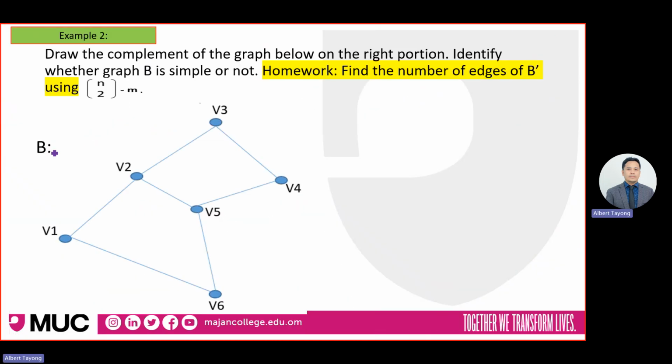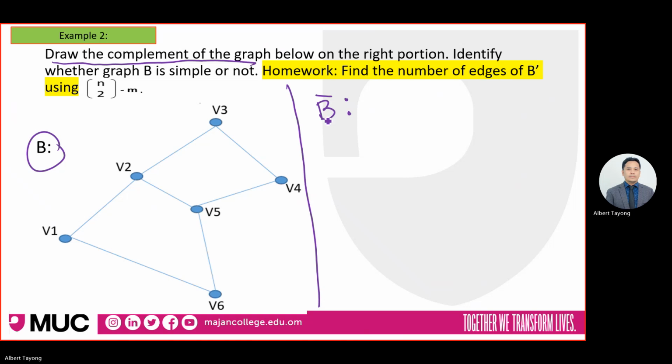Okay, this is our graph. The name is B. So what we're going to do here actually is to draw the complement of this graph. So I'm going to put the answer here. It's going to be B bar or B complement. This is our B complement, or the opposite of B.